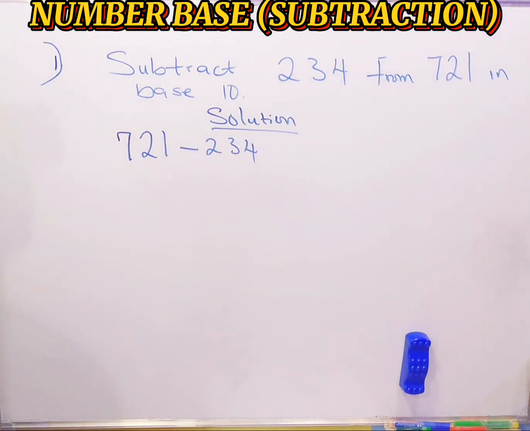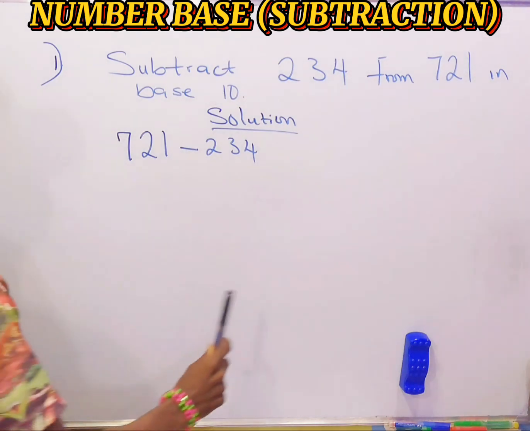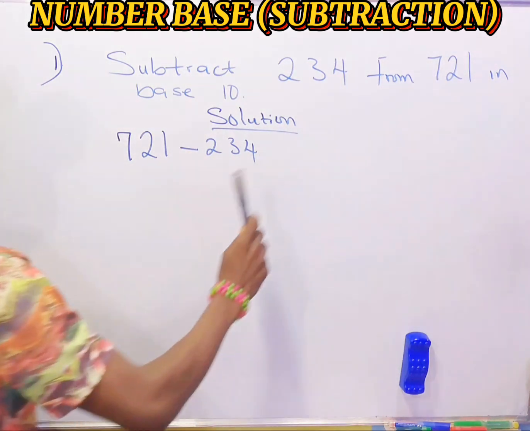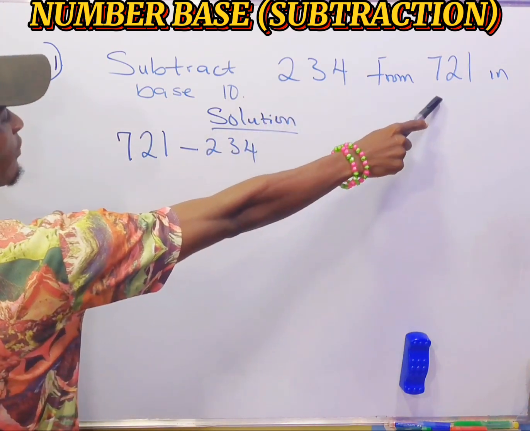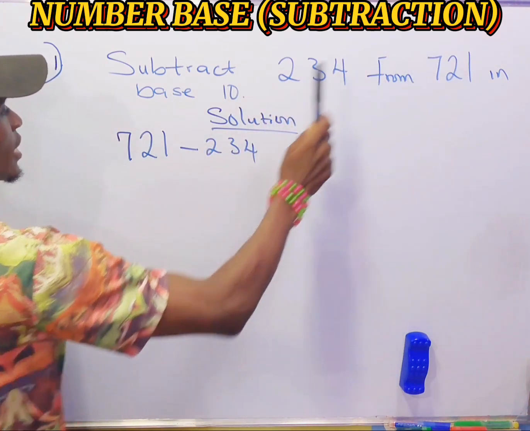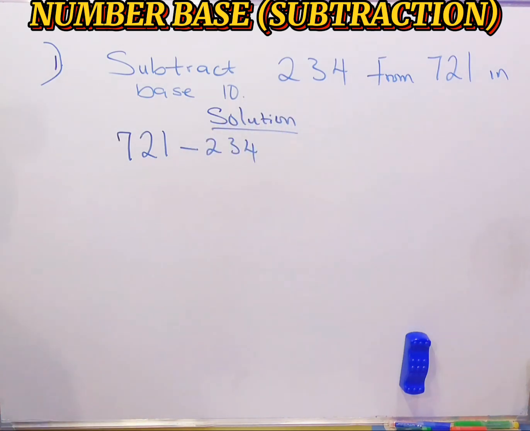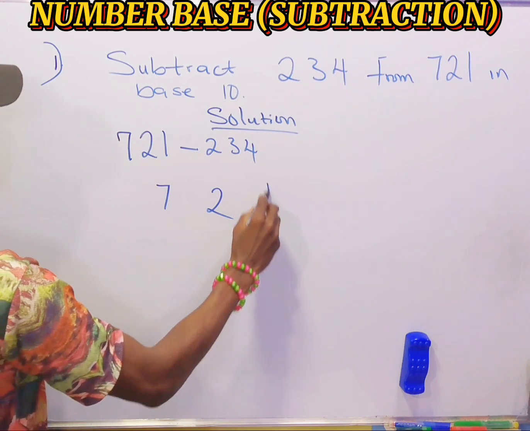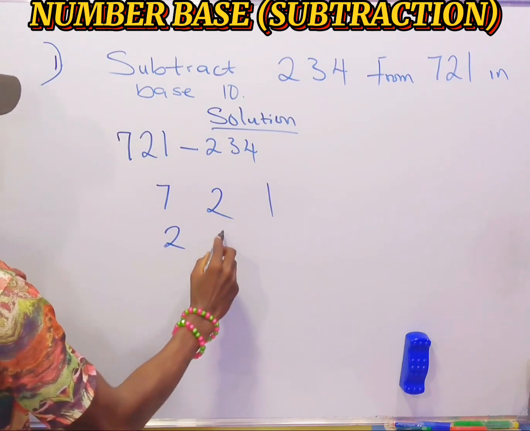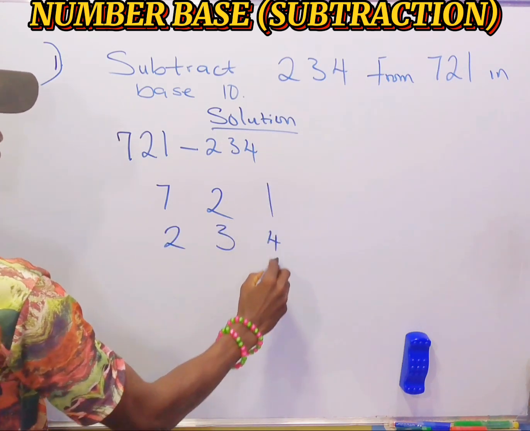Why? The point is to go to 721 and take 234 away from it. So 721 should come first because this is where we are heading to first. Then we take 234 from it. Therefore, we'll have 7, 2, 1, 2, 3, 4.